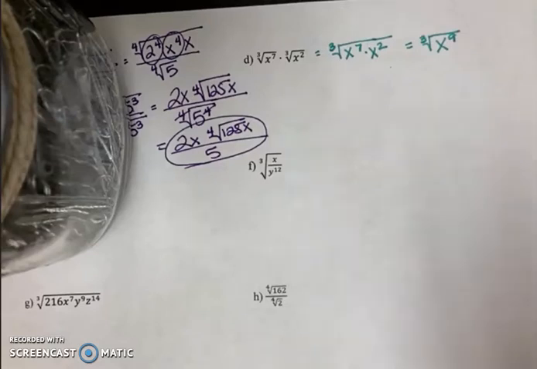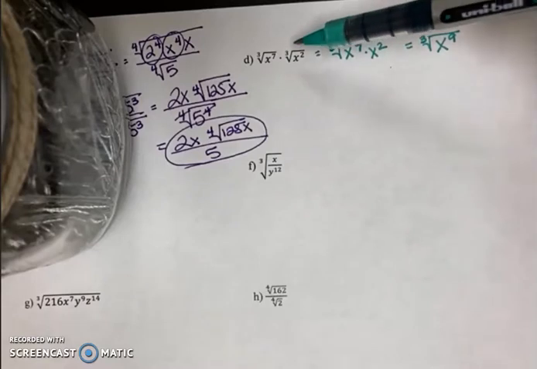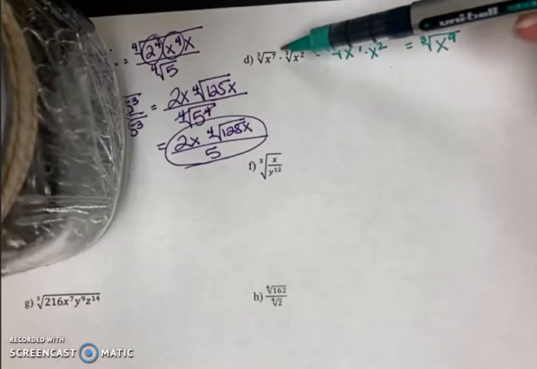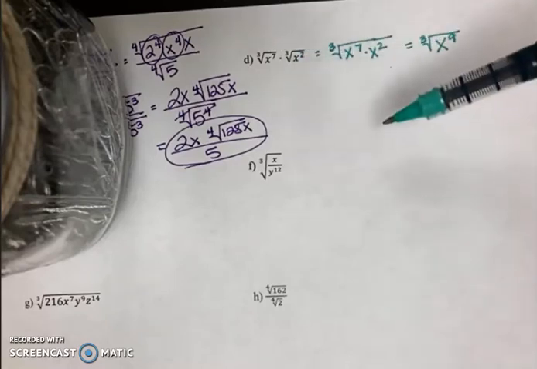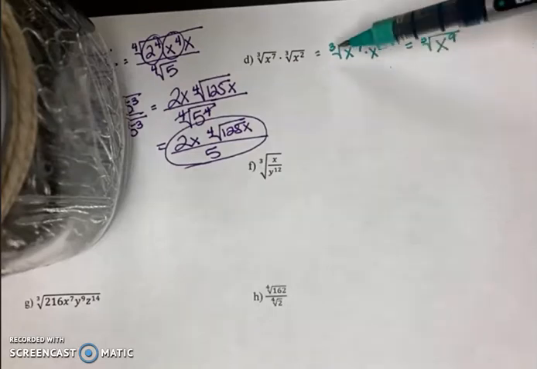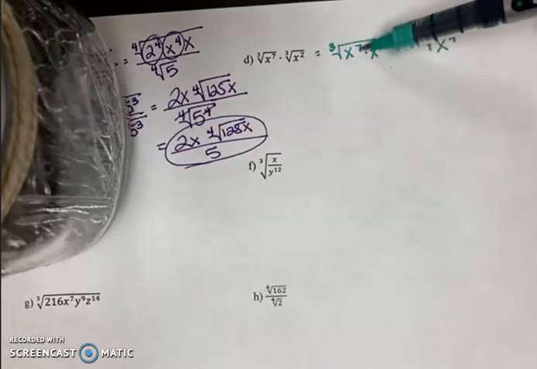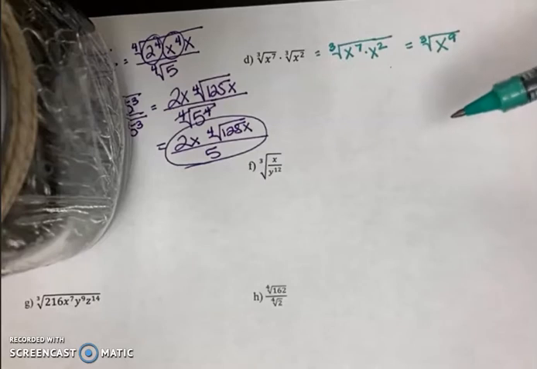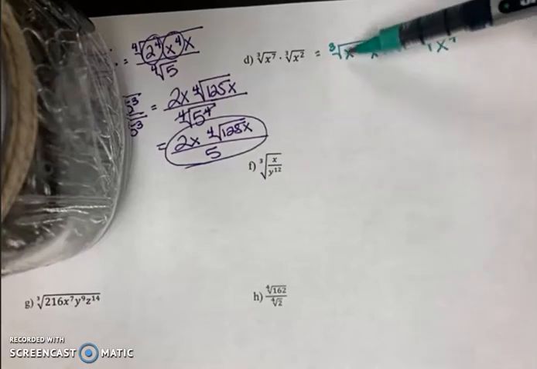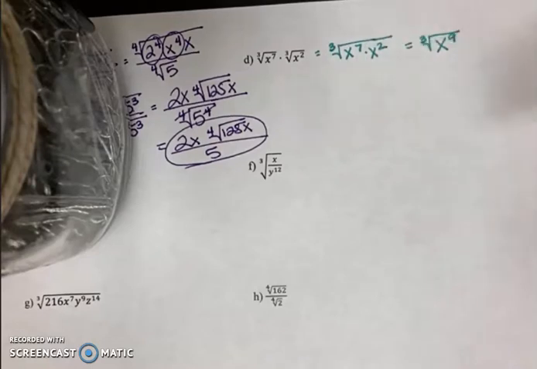Okay. So for part D, I see that I have the same index on both of these terms, so I can condense them using the product property. Doing that, I now have x to the seventh times x squared, and using my properties of exponents, I can add the 7 and the 2 together to get x to the ninth.